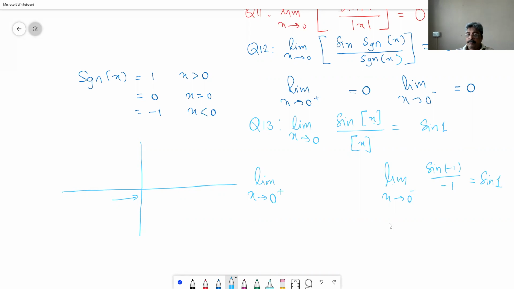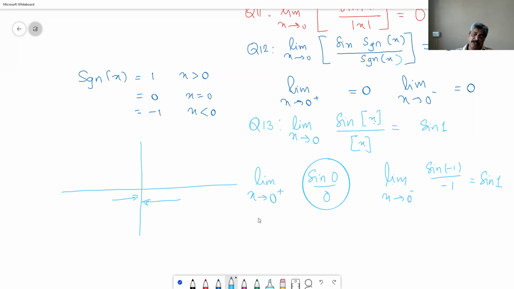correct? But at the same time, if you are going to 0 from the plus side, then it is going to be sine 0 upon 0. And this is a bad function. That means this is not defined. So you cannot actually put the values. You cannot go to 0 from the right hand side. It is out of the domain of the function. It is not defined.